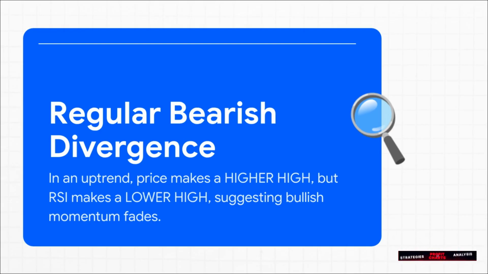And of course, it works the exact same way on the other side. You're in a beautiful uptrend, price pushes up, makes a new higher high, everyone's excited. But the RSI makes a lower high. It's not keeping up. The price chart looks powerful, but the momentum, the real engine behind the move, is starting to fade. That's a classic warning sign.